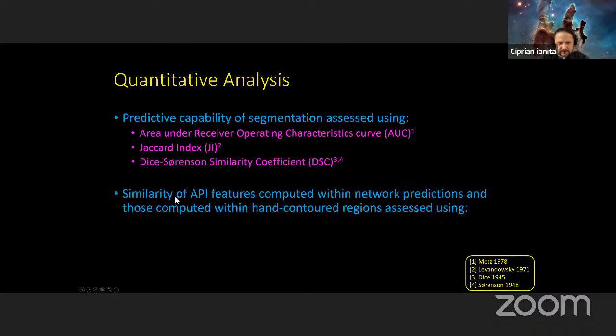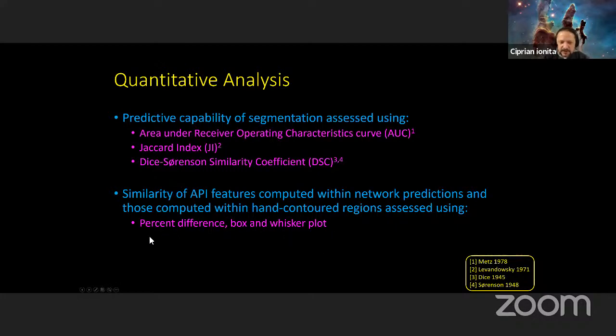This is another coefficient that we have used. And we also used this network next to determine whether it is able to extract those flow parameters, those angiographic parametric imaging parameters, to see if it is able to extract them.